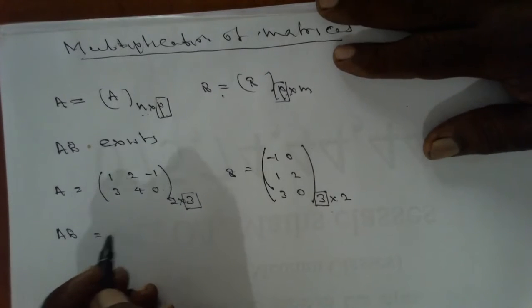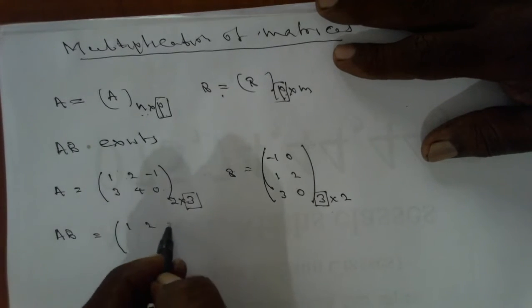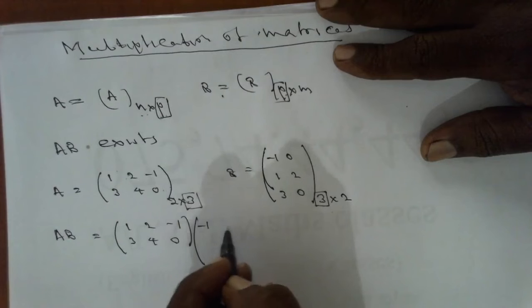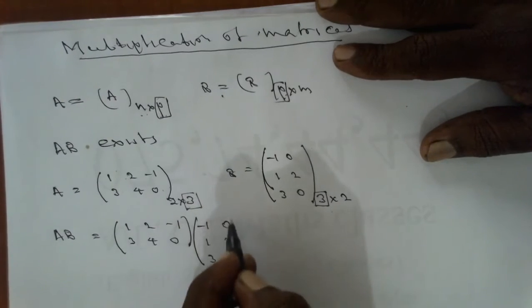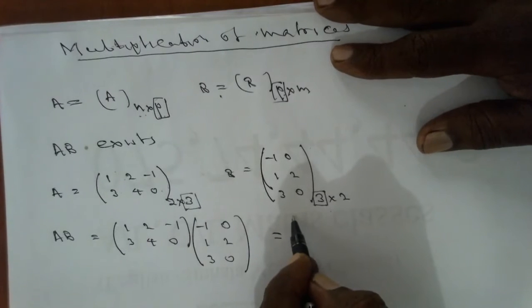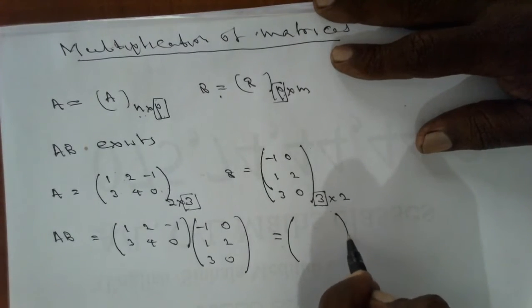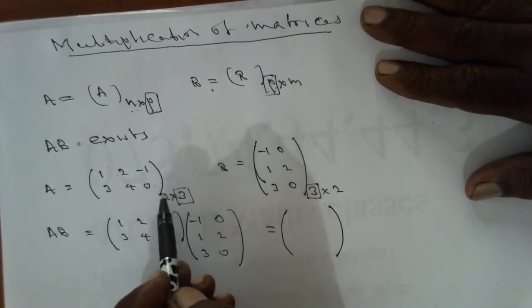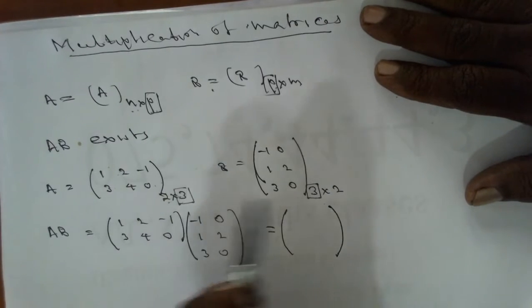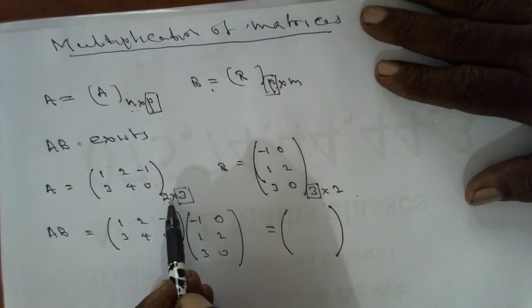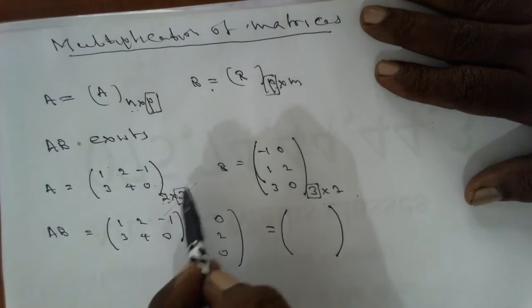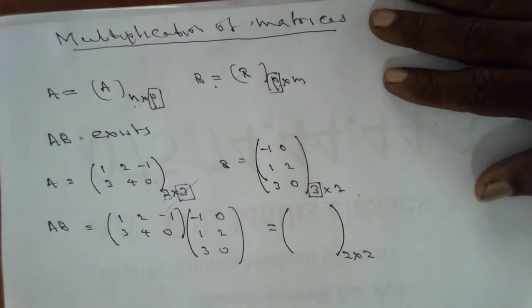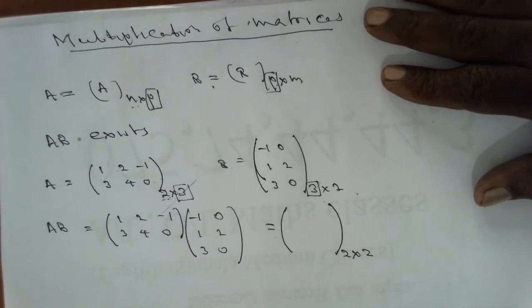Then AB means 1, 2, minus 1, 3, 4, 0 times 1, 0, 1, 2, 3, 0, like that. Now, what is the order of the resultant matrix? The order of the resultant matrix is these remaining two numbers. If you cancel these two, if you remove 3, 3, then you get 2 by 2 matrix. The resultant matrix is a 2 by 2 matrix.